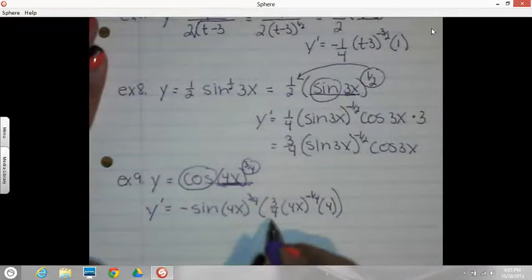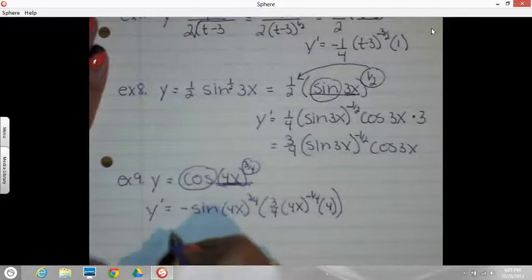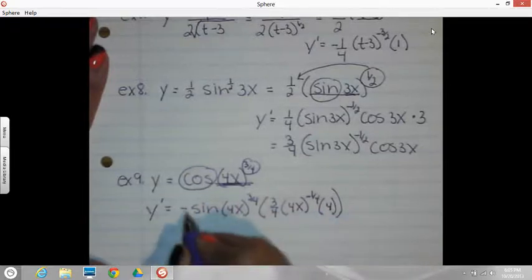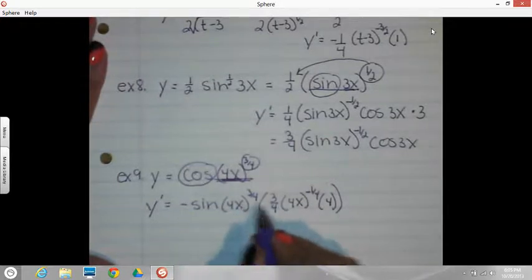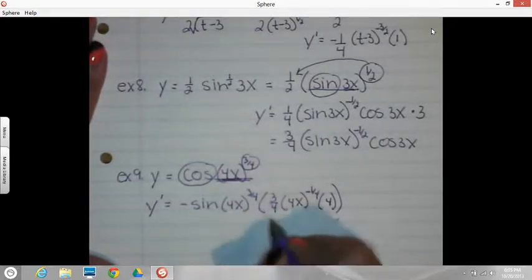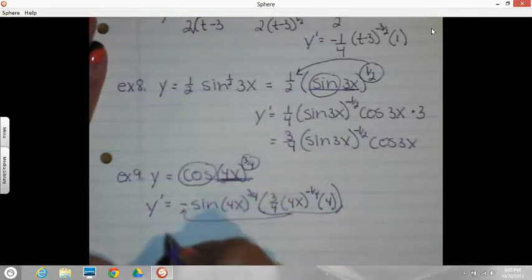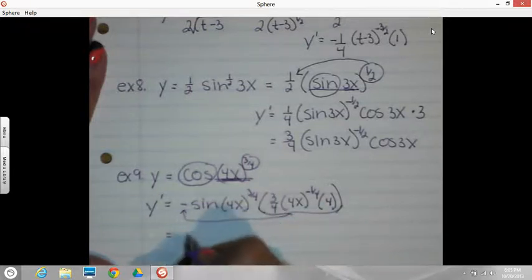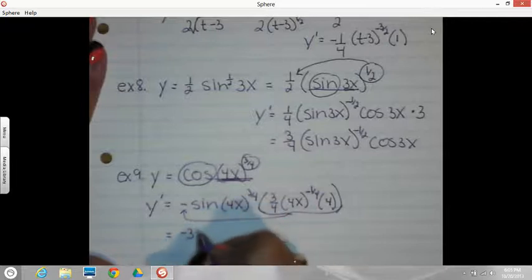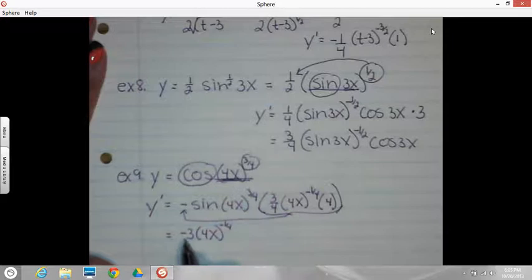So all of this, I can combine the 3/4 and the 4. And I should bring it to the front here. Anytime we've got a trig function, we don't want this to get confused with the angle here. So all of this is going to come to the front, this whole group, and get multiplied by the negative 1 that's out there. So the 4's are going to cancel, and I'll have negative 3 times 4x to the negative 1/4. I can't multiply the negative 3 and the 4 because the 4 is trapped inside of those parentheses with that exponent.